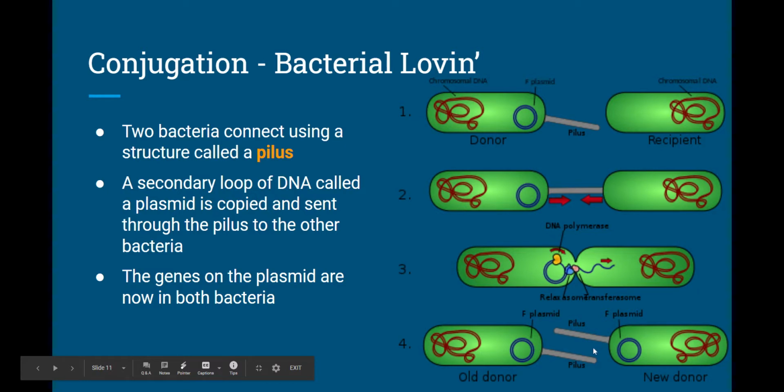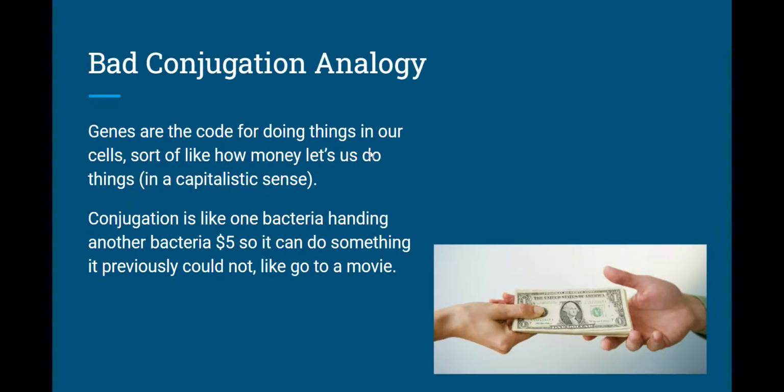So say that plasmid is something like antibiotic resistance. If only one bacteria has it, if antibiotics come in, only that one bacteria will survive. But if it's able to pass this gene along because it's favorable, now a larger percentage of the population is going to have these genes. So it's all about maximizing gene sharing to maximize genetic diversity in the population. So I love bad analogies, so I'm going to give you a bad conjugation analogy.